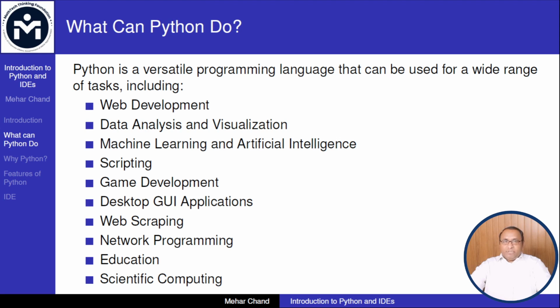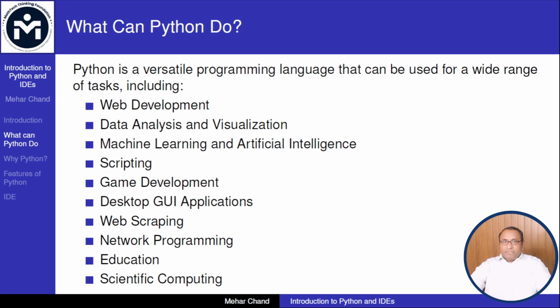First application of Python is in web development. Python, accompanied by frameworks like Django and Flask, is widely favored in the realm of web development. Its simplicity and robustness make it ideal for building everything from simple websites to complex web applications.